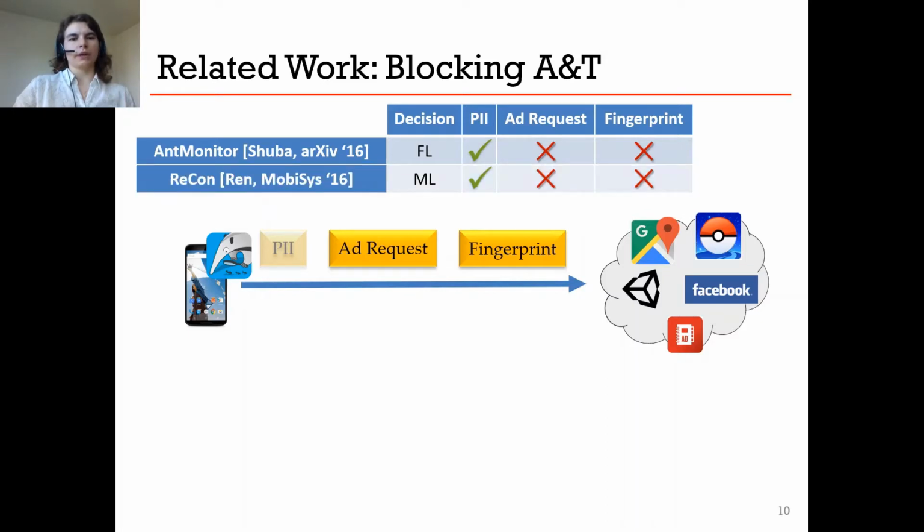Another related work here is ReCon, where they moved from a filter list approach to a machine learning approach. And they used a classifier to detect whether or not there was PII in a particular packet. Since we're now introducing machine learning, we now also have to worry about labeling our data. In the case of ReCon, this was automated because they could use a test device for which PII are known and then build classifiers off of that data. However, again, ReCon was unable to block ad requests and fingerprints.